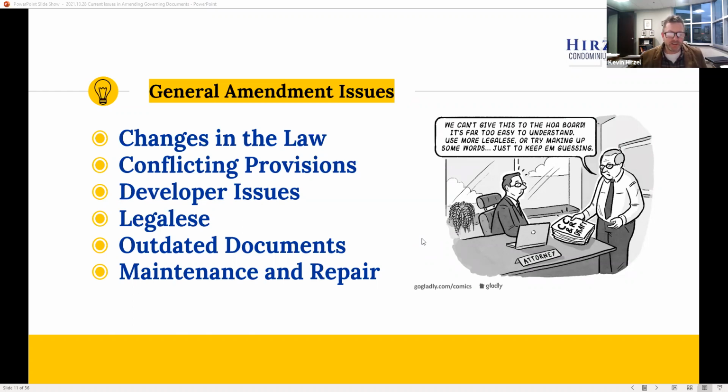Outdated documents, I've kind of already touched on that. It's really just updating the documents to reflect the changes that have taken place in society since they were first done. And then maintenance and repair is a big one. As time goes on, you as members of the board of directors get a good feel for who's in the best position to take care of something. Is the lot owner or co-owner in the best position, or is the association? And so, especially if the documents are unclear, or you feel that that allocation should be changed, maintenance and repair responsibilities is an area that you may want to look at to see if it can be updated. So if you have issues in any of those areas, those are some of the reasons to pursue a document amendment process.